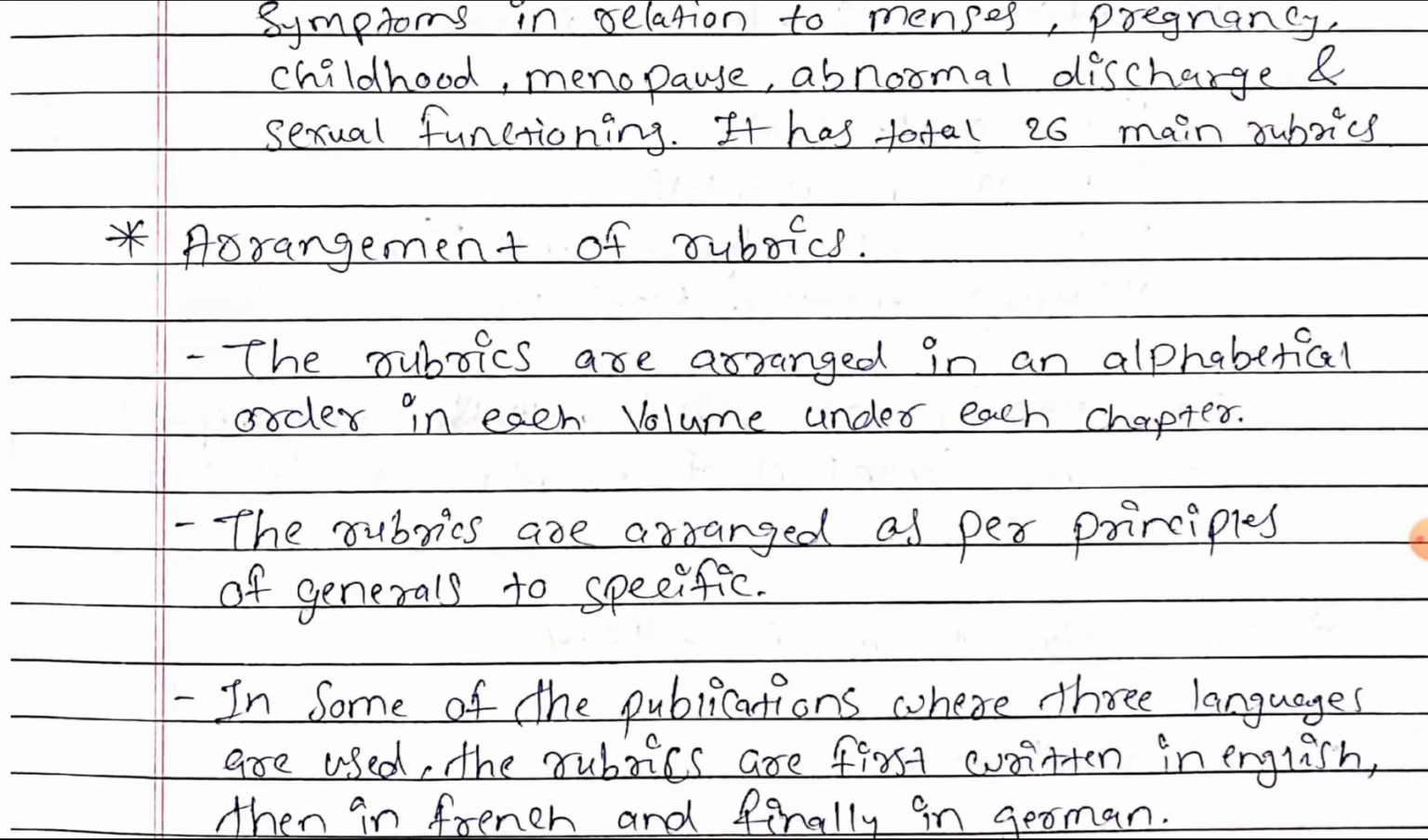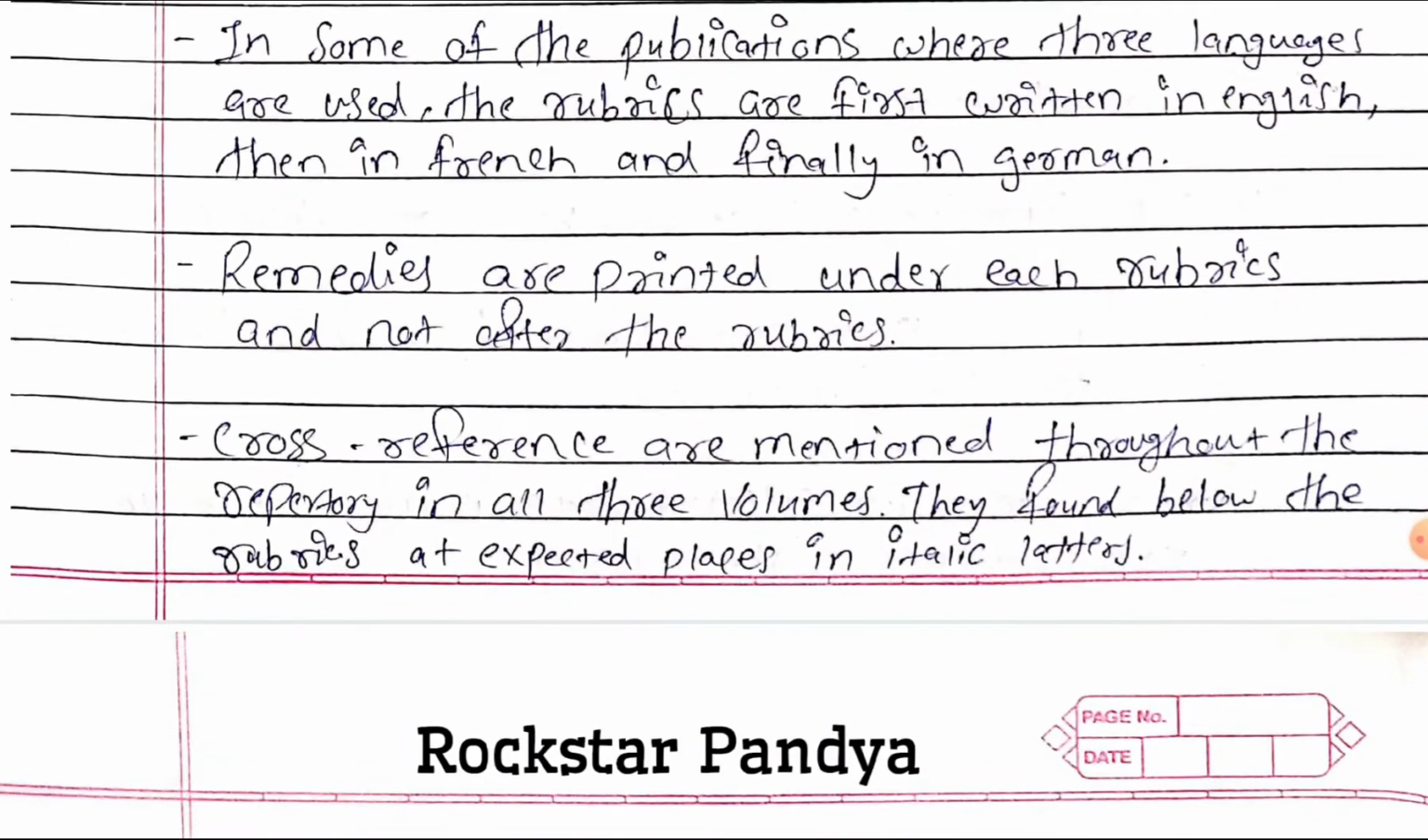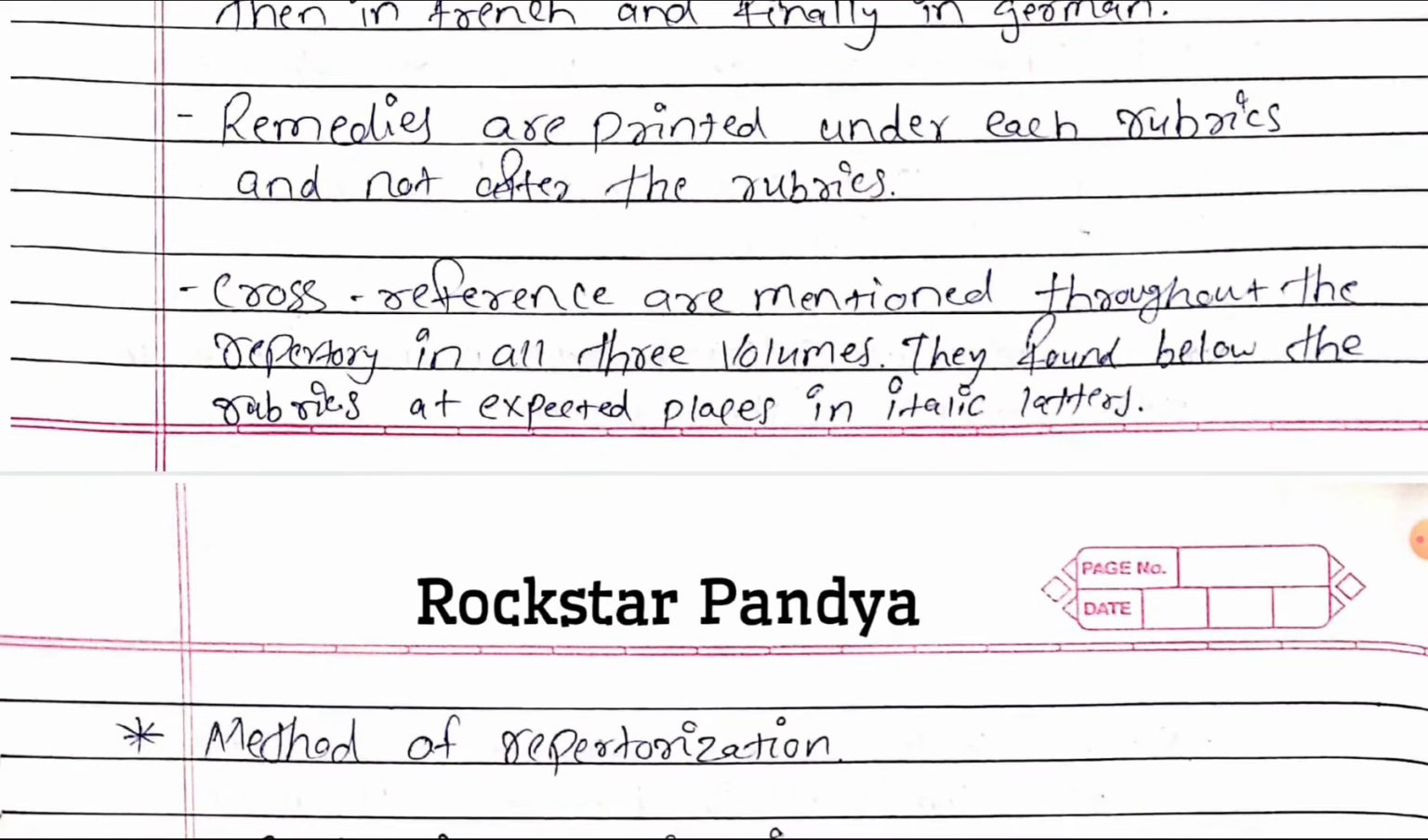Arrangement of rubrics. The rubrics are arranged in an alphabetical order in each volume under each chapter. The rubrics are arranged as per principles of general to specific. In some of the publications where 3 languages are used, the rubrics are first written in English, then in French, and finally in German. Remedies are printed under each rubric and not after the rubrics. Cross references are mentioned throughout the repertory in all 3 volumes. They are found below the rubrics at expected places in italic letters.